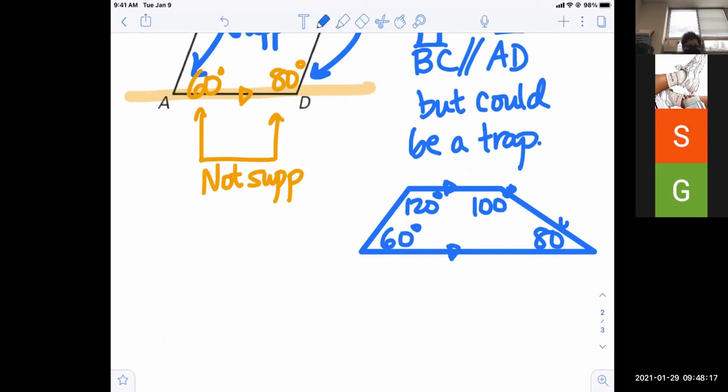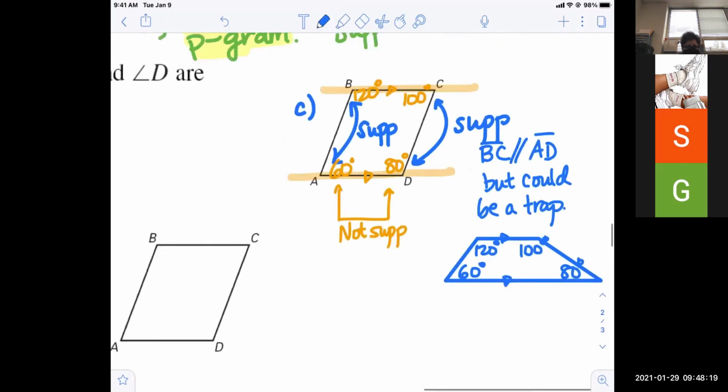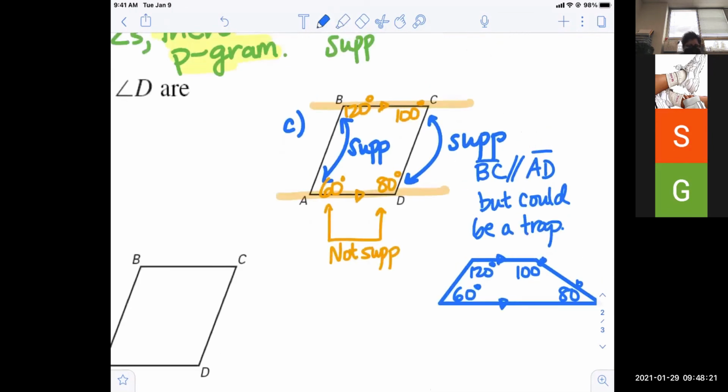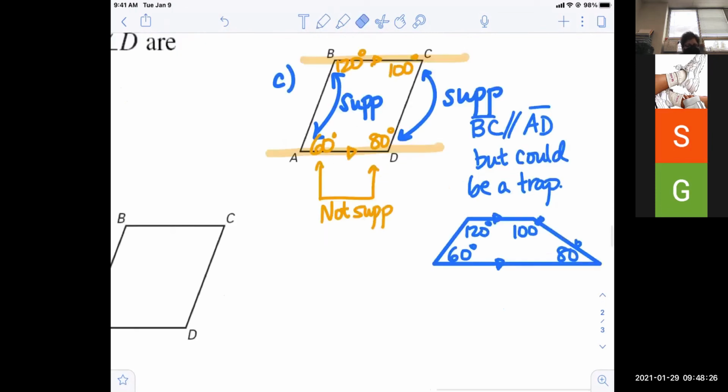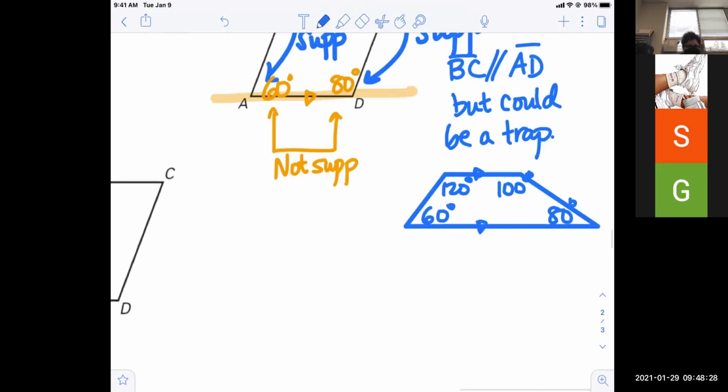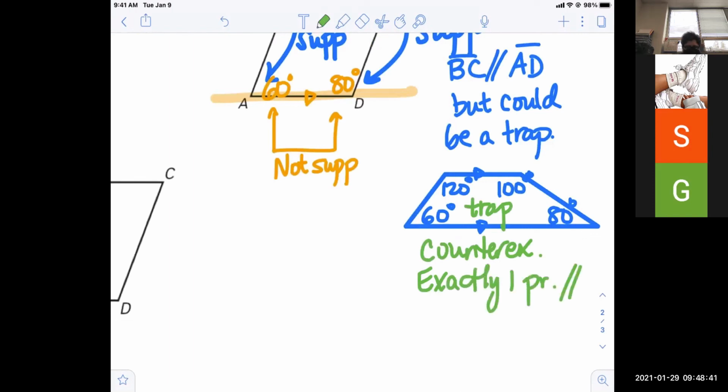But maybe it's a parallelogram, but we don't know for sure. We don't know if those other angles have to be supplementary. So if you can come up with a counterexample, then you know it's not a true statement. So this is your counterexample: trapezoid, exactly one pair of parallel sides.